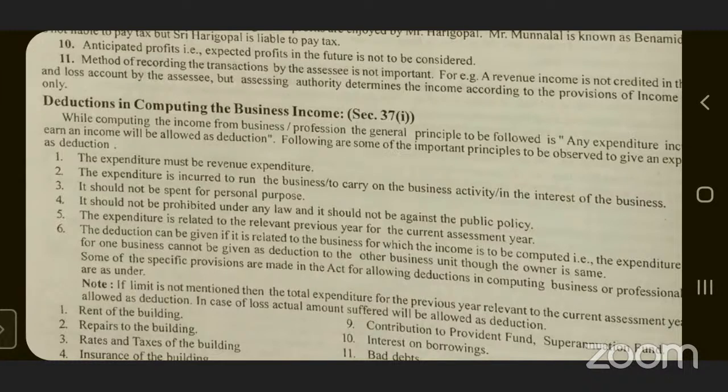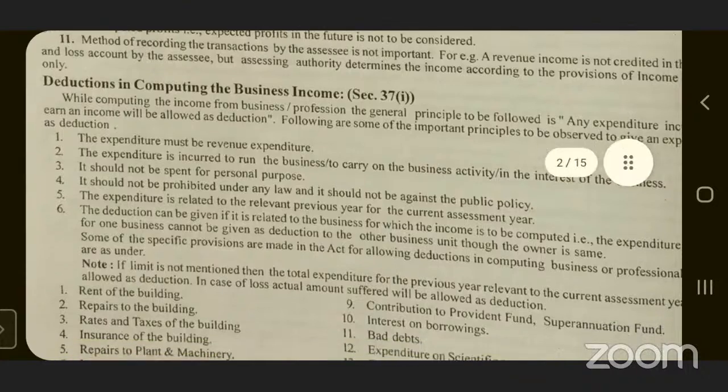Next one is, it should not be prohibited under any law, or if it is against any policy. Next one is, the expenditure is related to the relevant previous year. If it is not related to the relevant previous year, then also that expenditure is not considered as deduction while computing the income under this head.